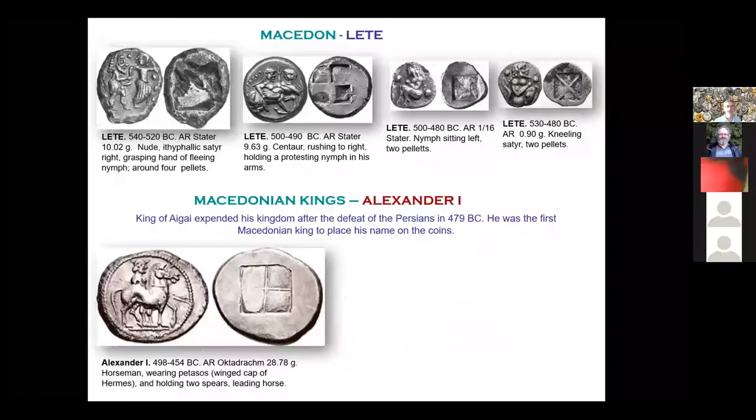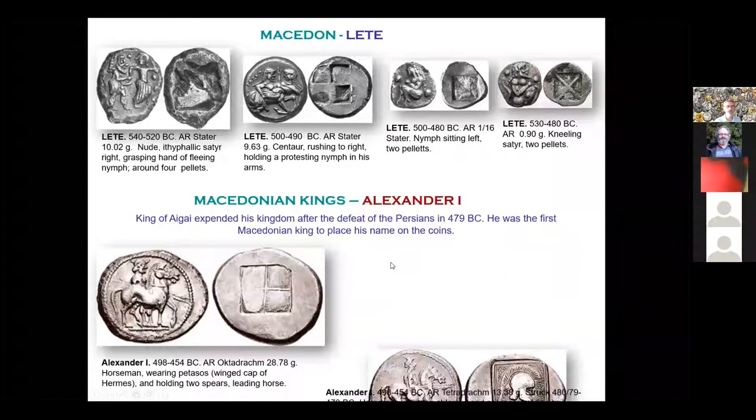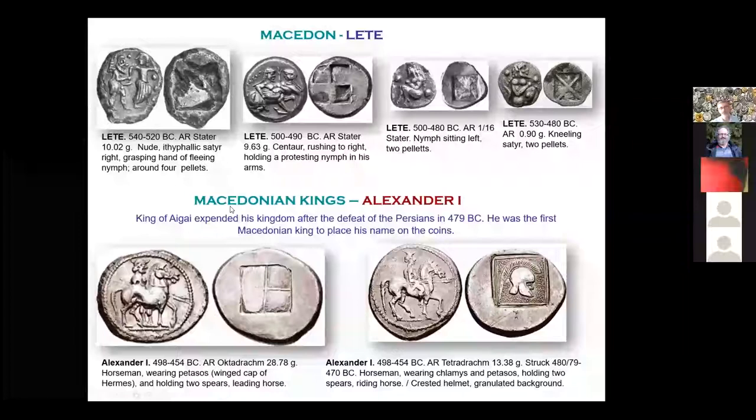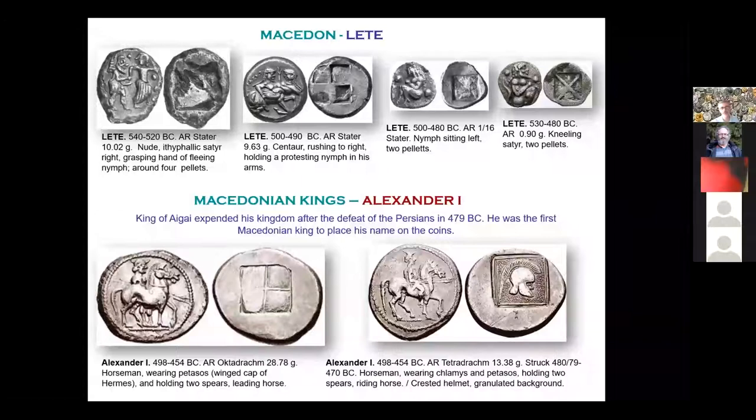And one of the earliest depictions of a kingdom is Macedonian kings. Alexander the First minted his coins starting from the Archaic period. Some art historians or numismatists would like to put these coins in the classical period, which I wouldn't disagree. But when I look at the rendition of the head, I would like to think that this is late Archaic and early classical period.